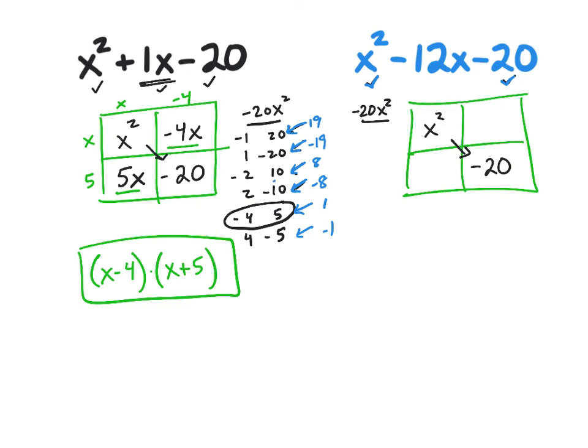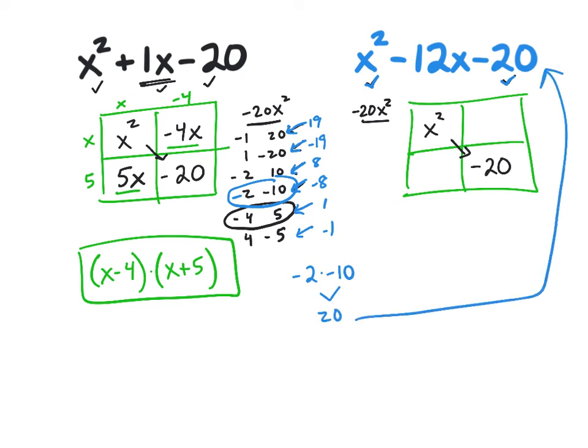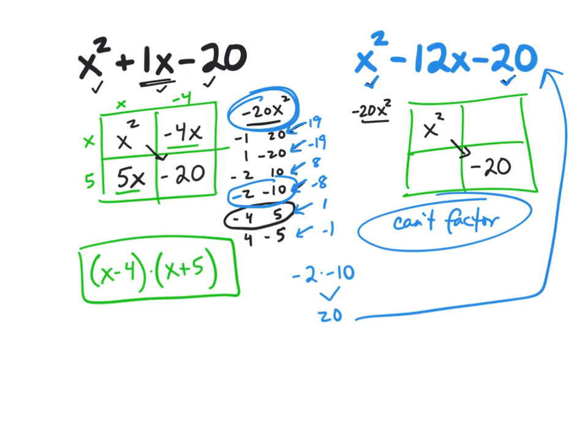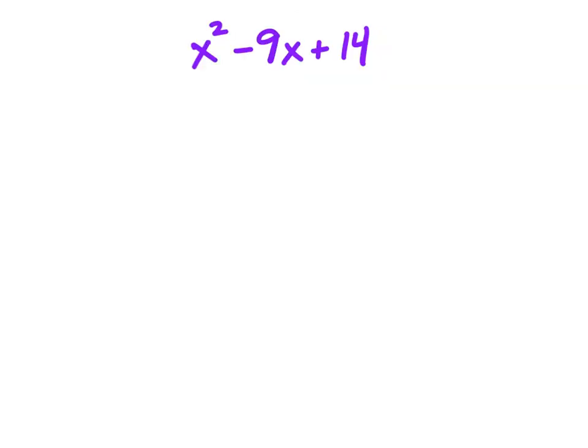Ooh, wait. What if I put negative 2 and negative 10? Oh, that doesn't work because negative 2 times negative 10 factors to a 20, which is not what we have. So we got to focus on that number up top. This one is another can't factor. All right, let's finish it up with one more. If you're still hanging with me, appreciate it.